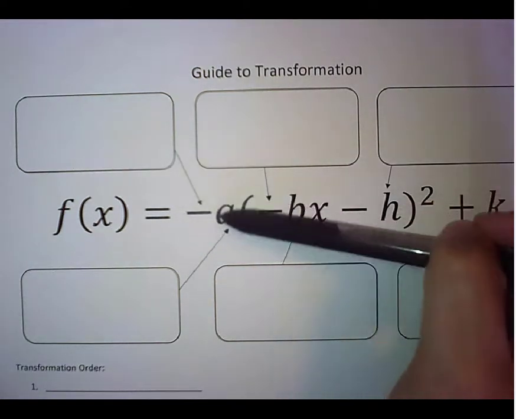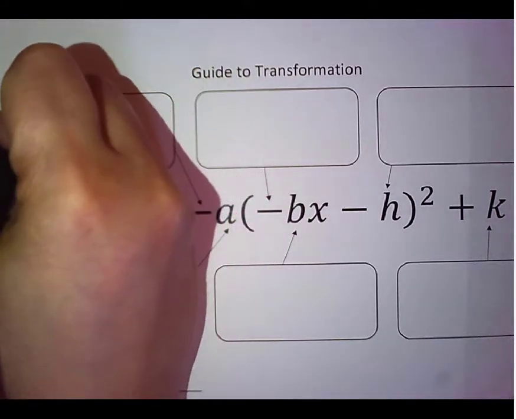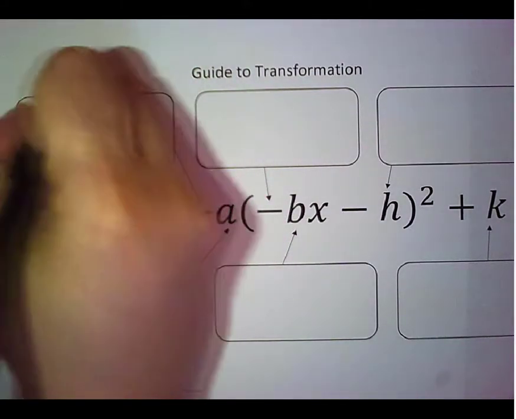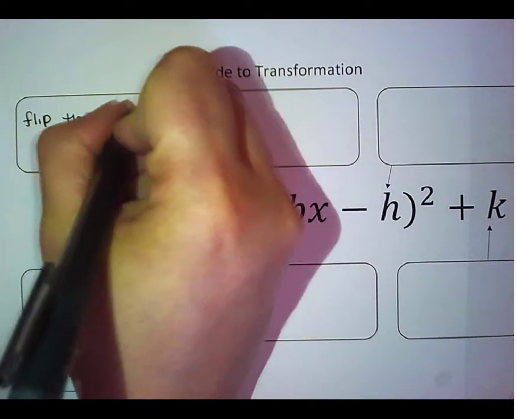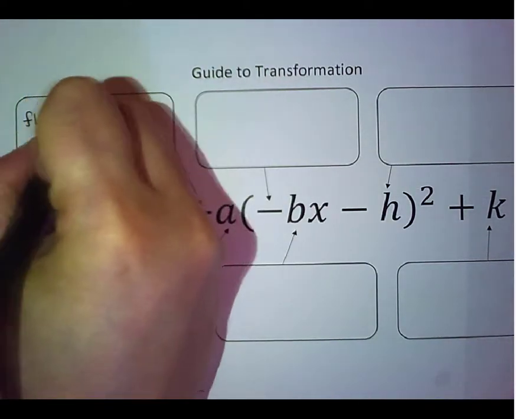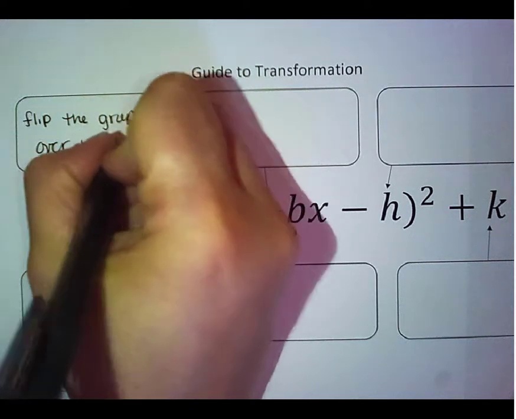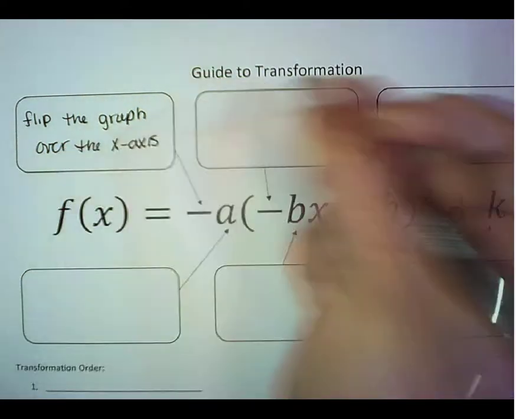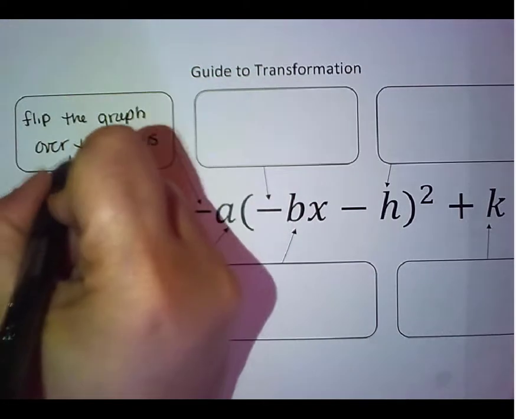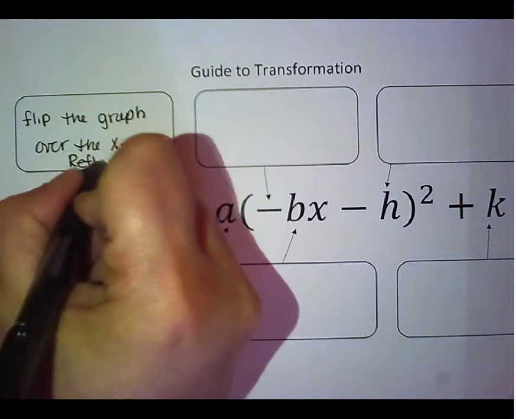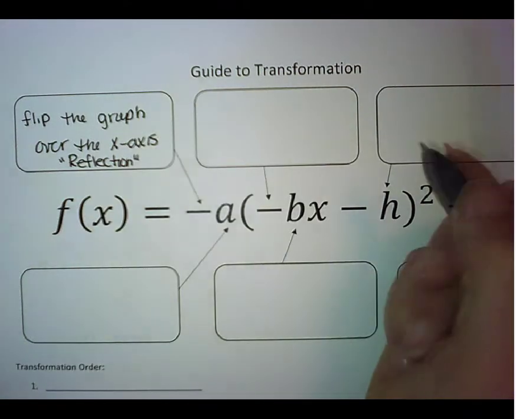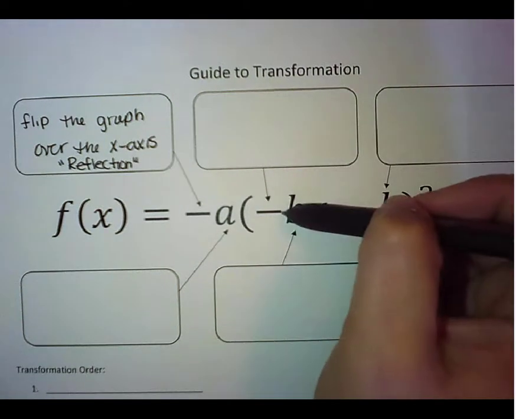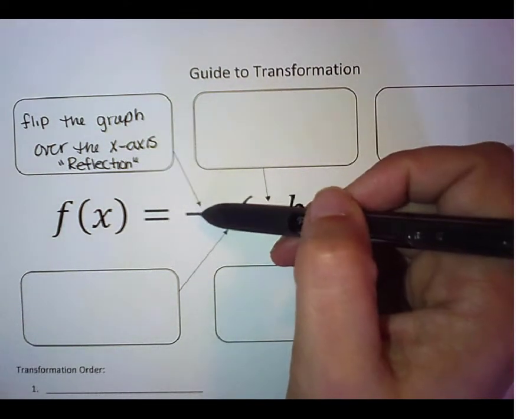So this first negative right here means that we are going to flip the graph over the x-axis. You also hear this called a reflection. So, reflecting the graph over the x-axis. Now that's if it's in front of your function.